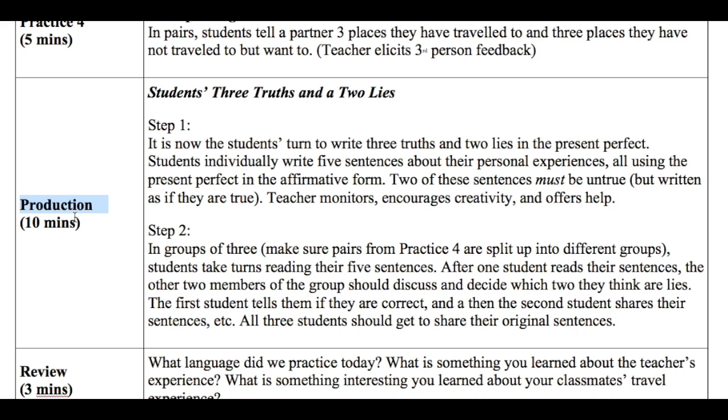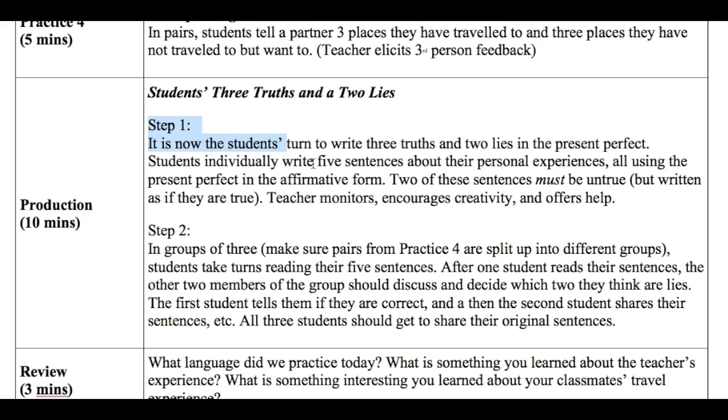We don't just say, make 5 sentences using the present perfect. We want to give them a reason to communicate based on some model that we've given them earlier in the lesson. The production stage is either oral or in writing, so it has them speaking or writing. It can do both. This particular production stage has them speaking, and it's allotted 10 minutes. For this production stage, it's called Students, 3 Truths and 2 Lies. So it's related to our presentation input and practice activity number 1.